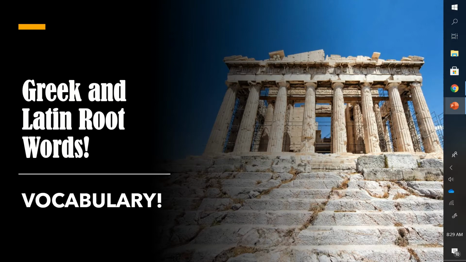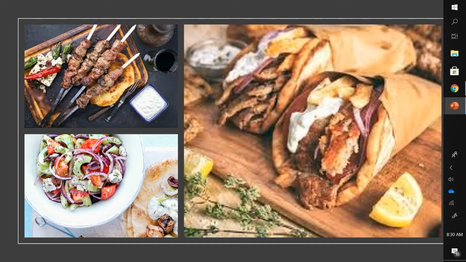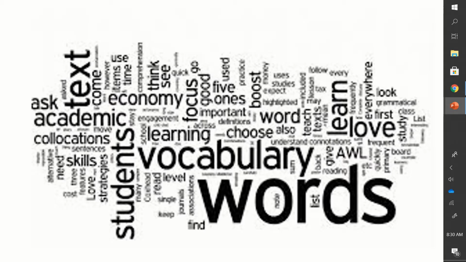When we think of Greece, we think of the columns, the Colosseum, the Acropolis. We think of old people that eat a lot of olive oil. We think of the food. We think of, oh, this is so good. The Greek salads, the shish kebab. We think of all those things, but rarely do we think about vocabulary.